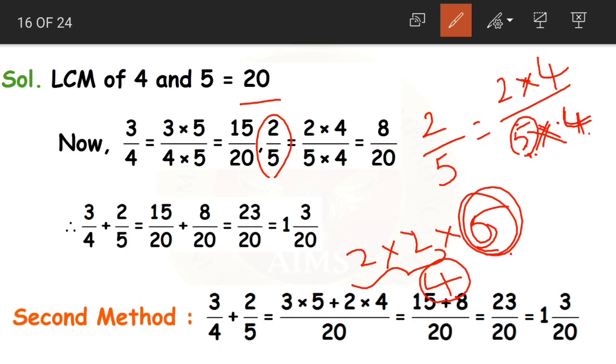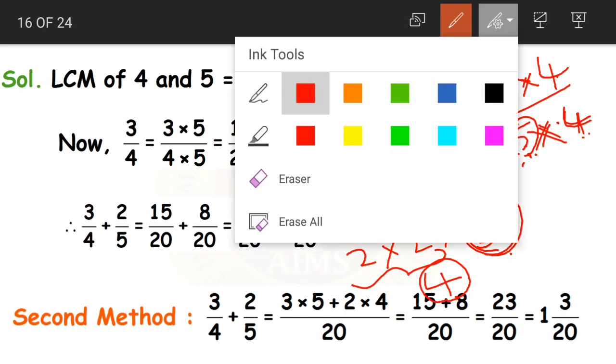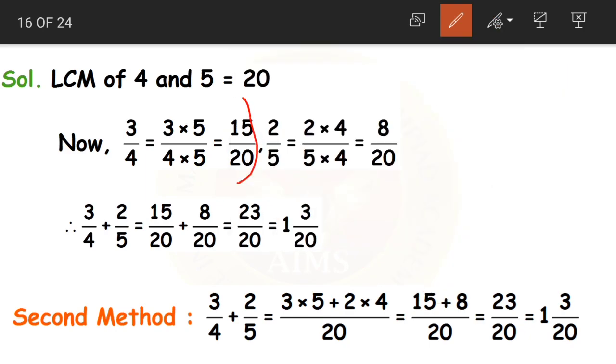Now 2 into 4 by 5 into 4. 2 into 4 gives us 8. 5 into 4 gives us 20. Now if you look at the equivalent fractions, one is 15 by 20 and the other is 8 by 20. Now are these two like fractions? Yes, these two are like fractions. See, both have 20 as the denominator. So we can say that these two are like fractions.